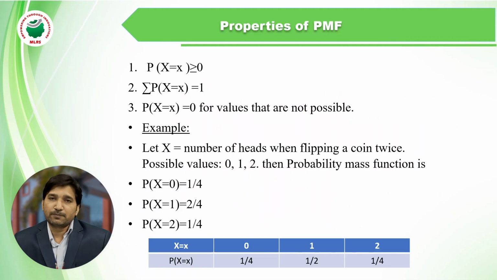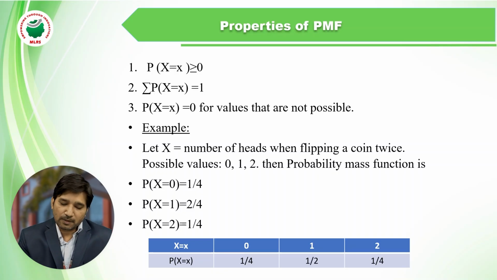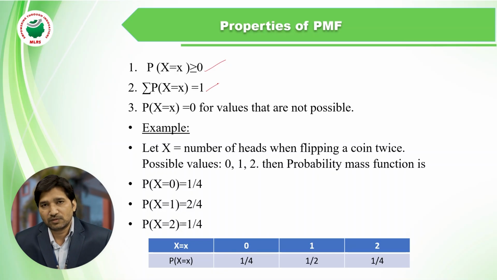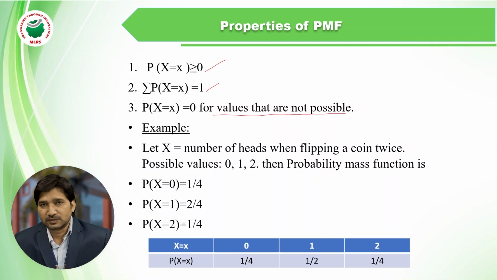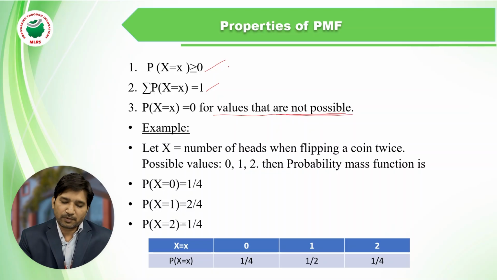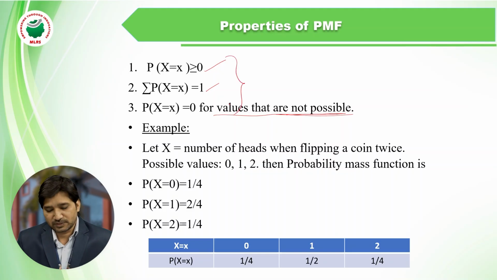Okay. The properties of the probability mass function are of three types. One, the probability mass function is always greater than or equal to 0. Two, the total probability, the sum of p(x), equals 1. And three, p(x) is equal to 0 for values that are not possible. So the probability mass function does not contain negative values. These are the properties of the probability mass function.